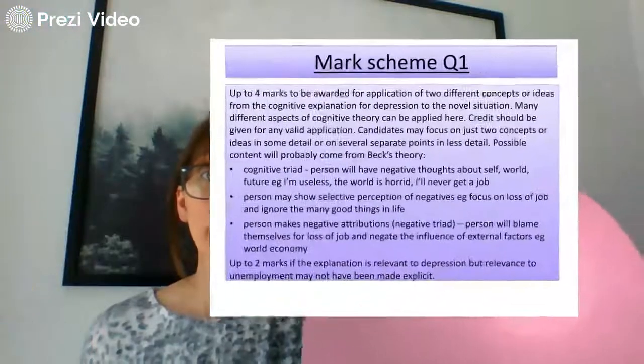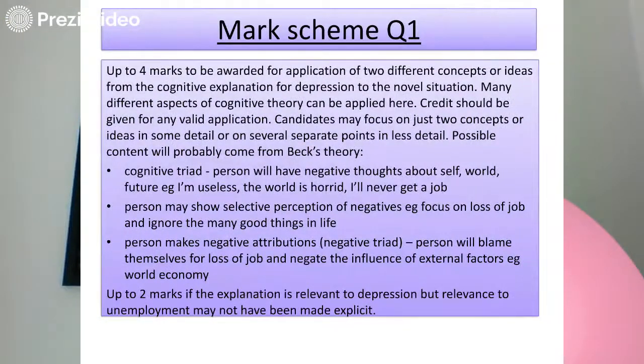Okay, so the mark schemes for question number 1. So 4 marks, you could use the cognitive triad, which is the negative triad. It's the same thing. So the person will have negative thoughts about the self, the world and the future. I'm useless, the world is horrid, I'll never get a job. They may show selective perception of negative, so they might focus on the loss of a job, and they might blame themselves for the loss of a job. So that would be the negative triad if you're explaining it that way.